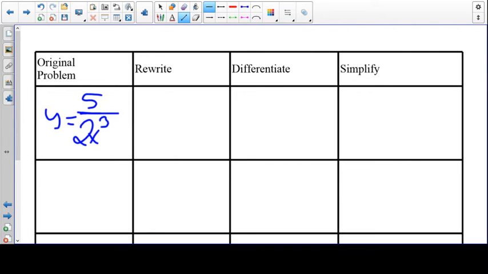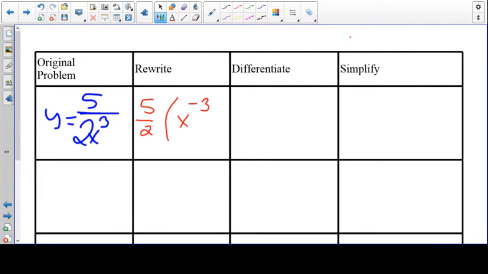I think I'm going to make my line size a little bit smaller, so that way we can differentiate it better. So when I rewrite this, I'm going to try and pull out any constants that I can. So my constant here would be the fraction of 5 over 2. We also agree that having my x to the third in the denominator is saying the same thing as x to the negative third. So all I did was pull apart my problem in order to make it something I'm used to working with.